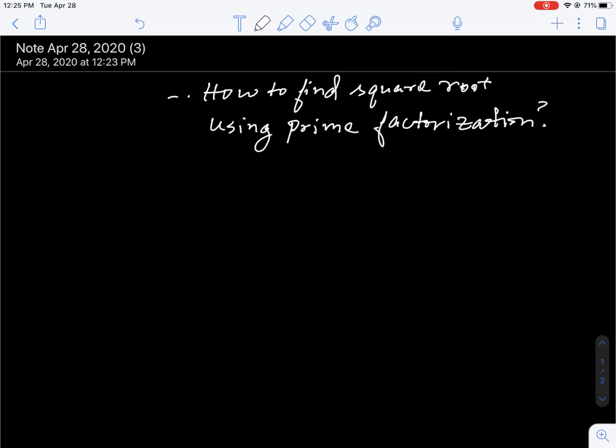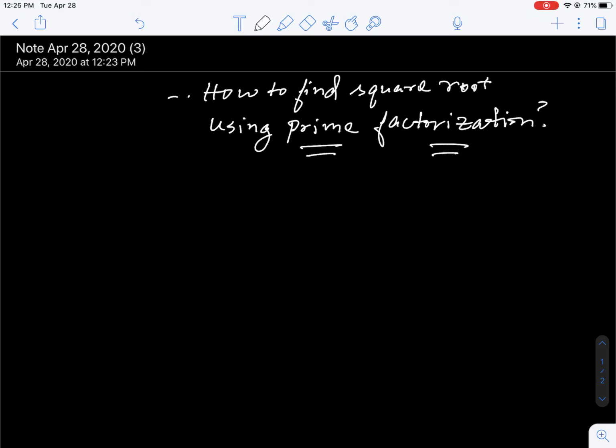Hello students, today we will learn about how to find square root using prime factorization. So you've already learned about prime factorization. You know what prime factorization is and how we do prime factorization. It is also very helpful in finding square roots of a number. If you don't have a calculator, you can use prime factorization to find square root of a number.